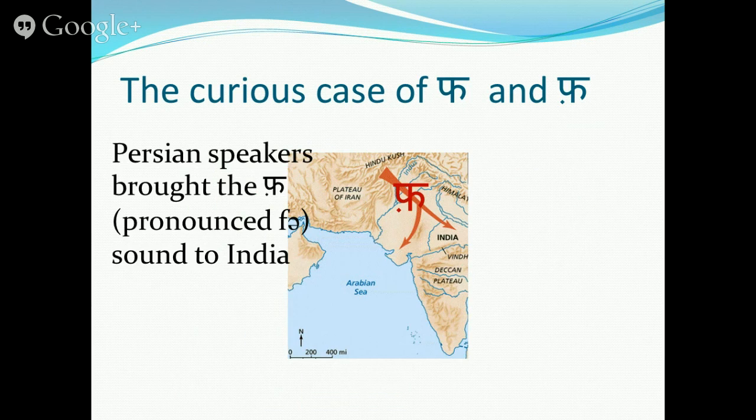Now, what happened is that when Persian speakers came to India in the Middle Ages and thereafter, they brought another sound with them. And that sound was fa. It's the F sound in English, fa. So now we have two sounds existing in northern India. One is pa, and one is fa.